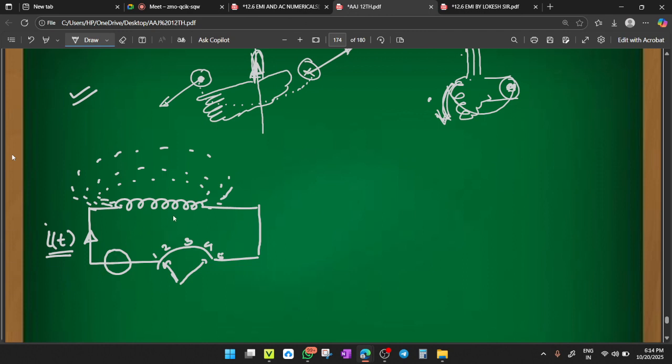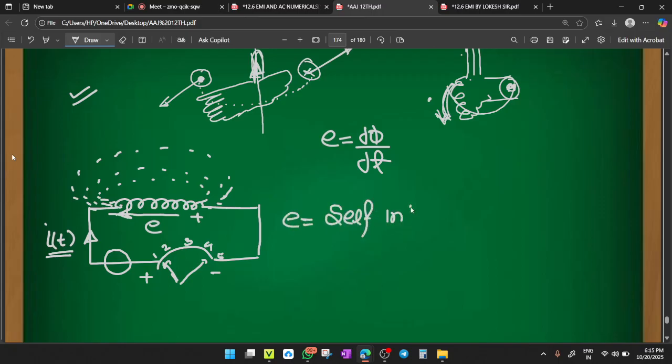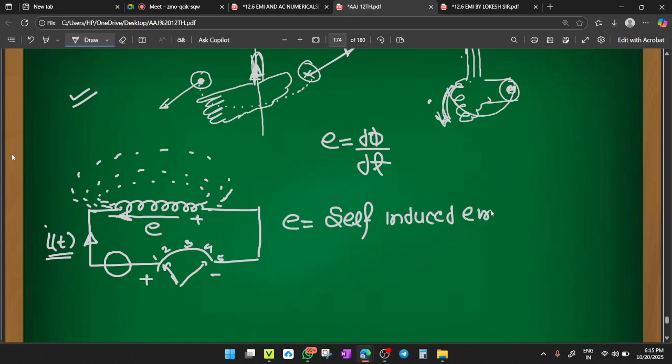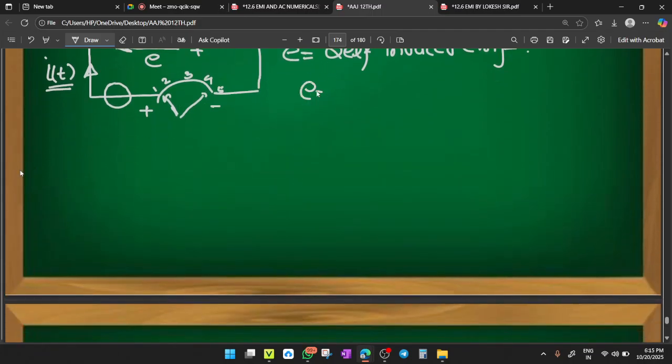So as the flux is changing, by the changing of flux with the rule E equals d phi by dt, there is an opposite EMF, like your applied EMF is plus and minus. So an opposite EMF, plus and minus, will rise inside the coil. And this is called self-induced EMF. In the last class, we found the value of this EMF: E equals L di by dt. Right? This was the EMF.